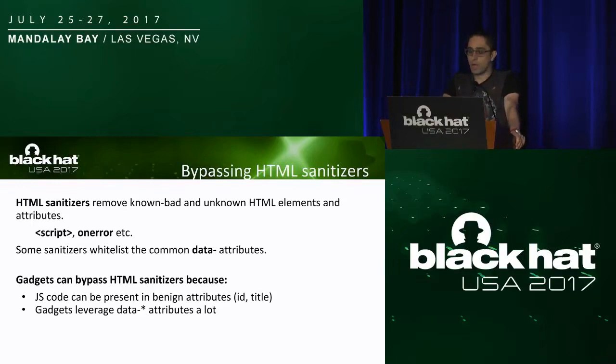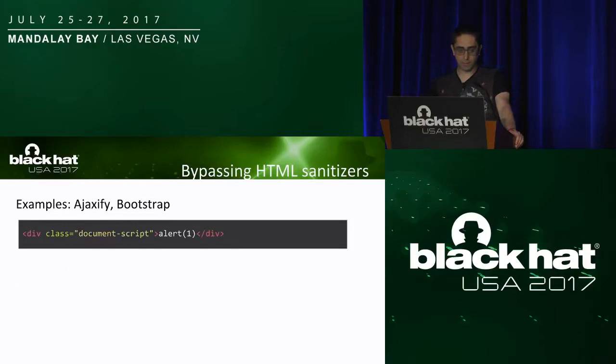Gadgets, we found, are really useful in bypassing HTML sanitizers for two reasons. First of all, this JavaScript code that we want to execute can be present in those benign attributes, like ID or title or other attributes, as you will see soon. And the second reason is that the gadgets very often leverage the data attribute values. So you actually put parts of the payload or parts of the code into data attributes, and the frameworks themselves do the heavy lifting of upgrading it and actually executing that payload, transparent to the HTML sanitizers.